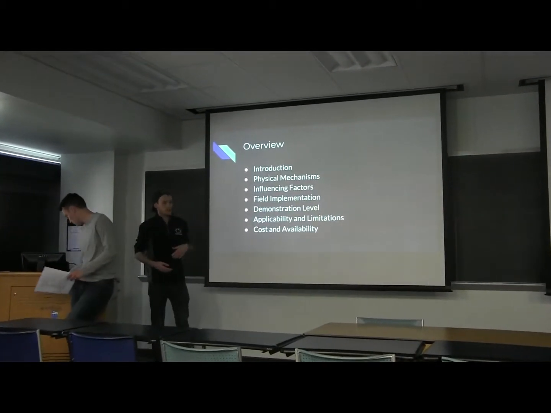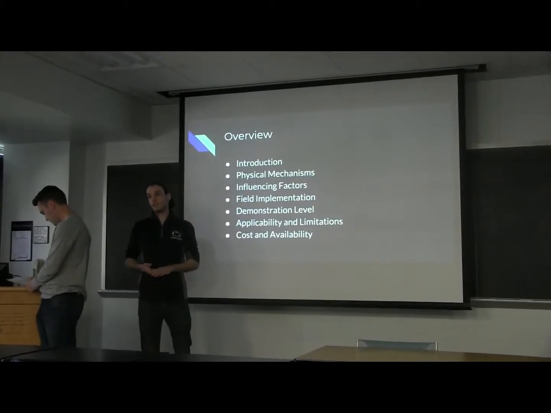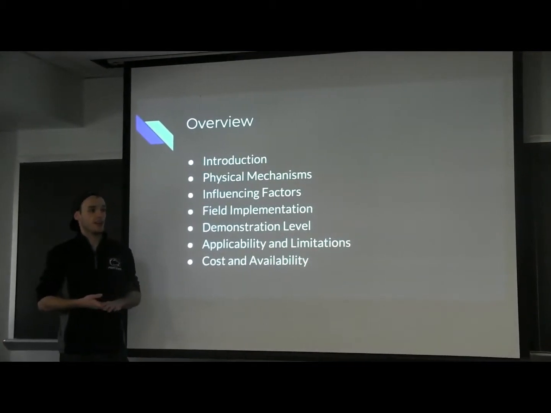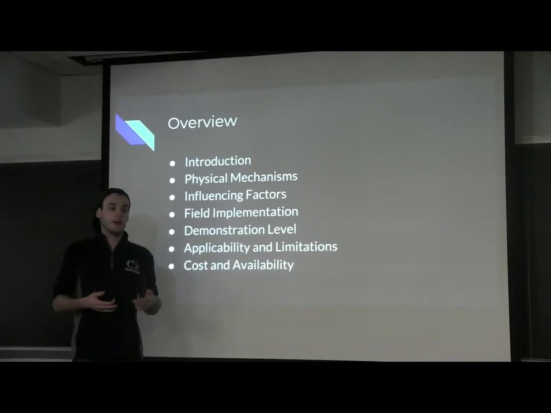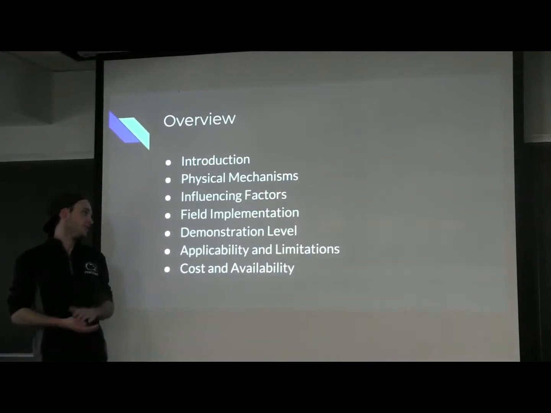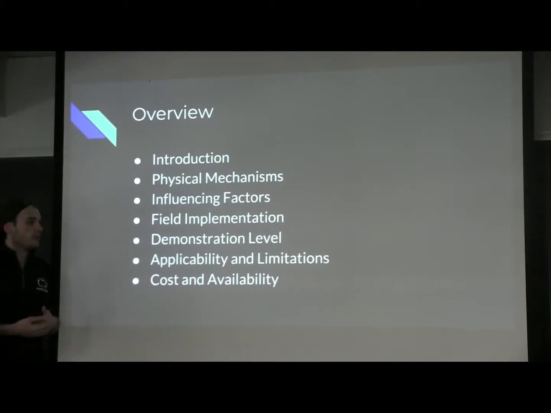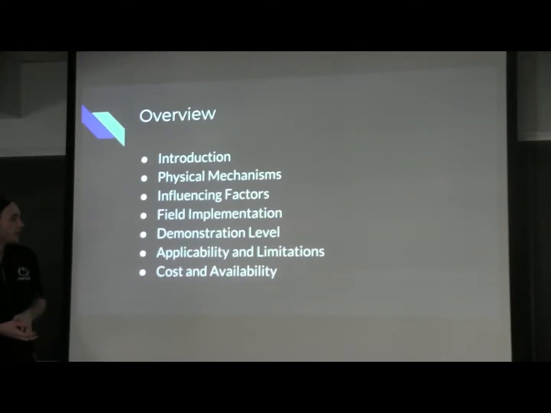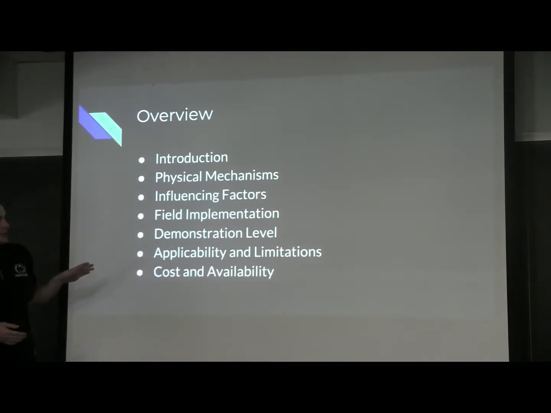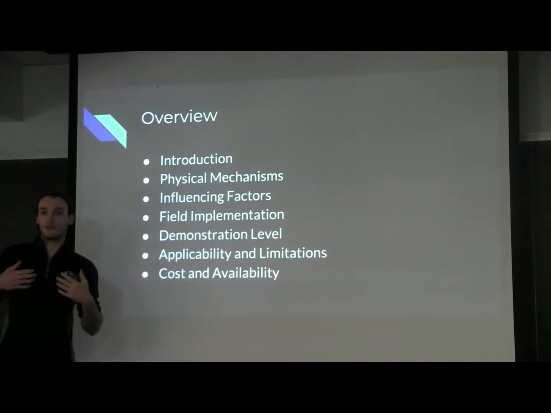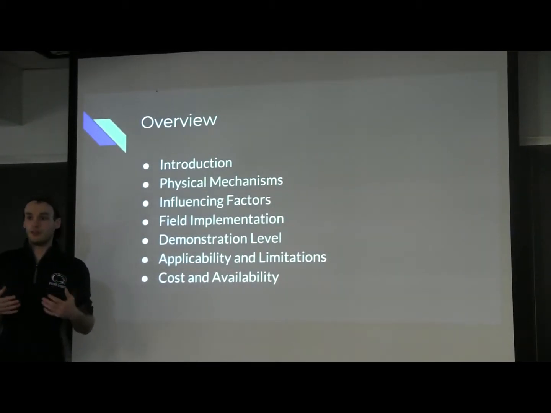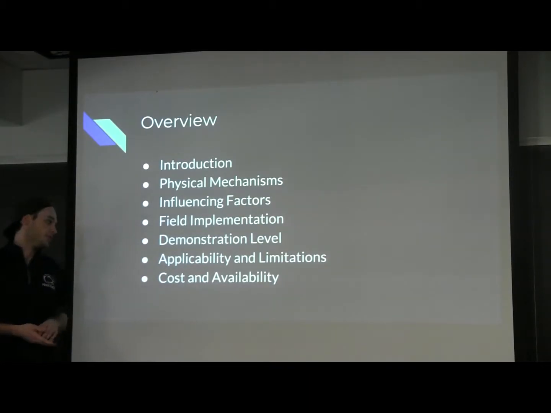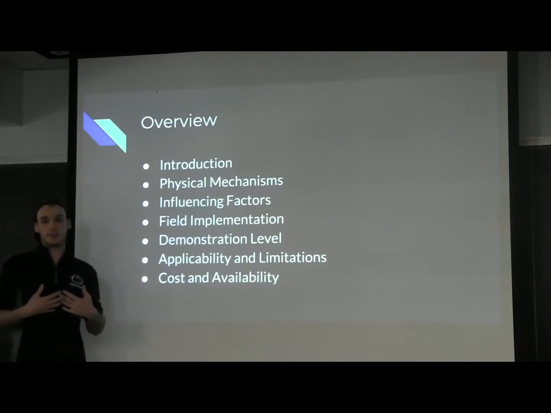The next thing we're going to look at is instances of field implementation. So that's going to be how the method was employed in the field. So we're going to look at some case studies and how successful they were and whether or not the remediation method actually worked in that situation. The next is going to be demonstration level. That's also going to be looking at some different case studies and seeing just how well it works. The applicability and limitations are once again going to look at the influencing factors just to make sure that the situation where we're employing the tactic is suitable and that we're actually going to have a successful remediation plan for that situation. And the final thing we're going to look at is cost and availability.